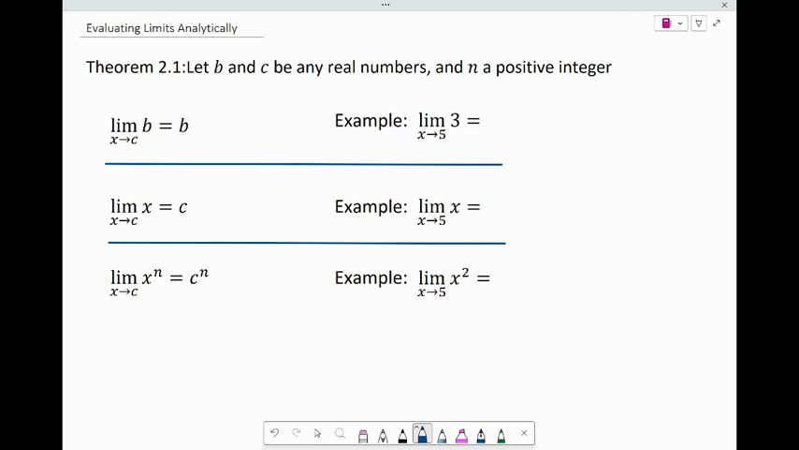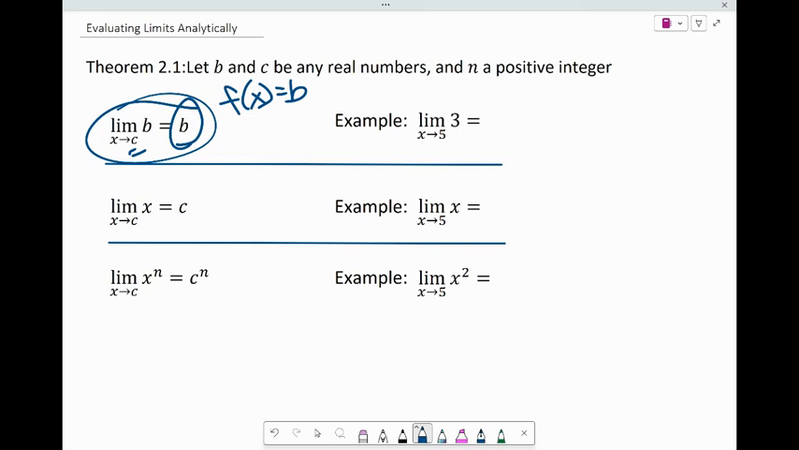This first function we're looking at over here, the limit as x approaches c of the function b, right? We're really thinking about f of x equals b, which is a constant function. This is the function that always spits out the answer b no matter what its input is. So does it really matter what x is approaching? No, the answer is always going to be b.